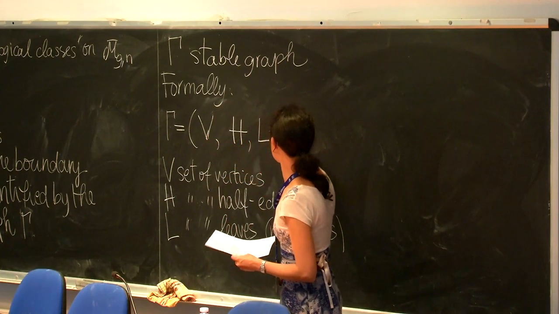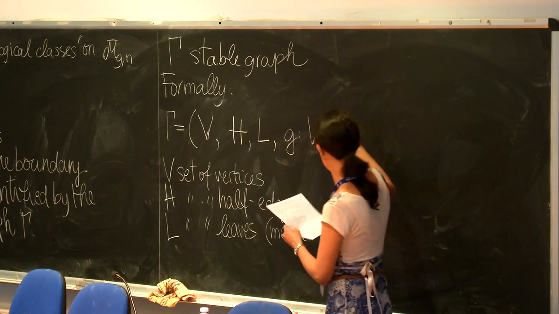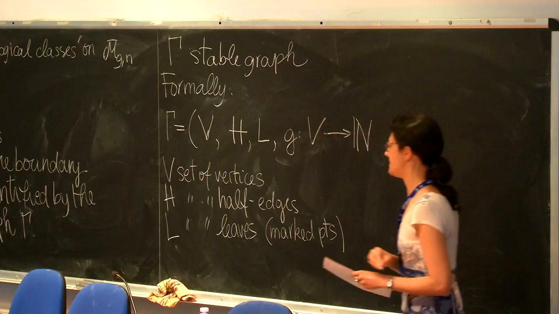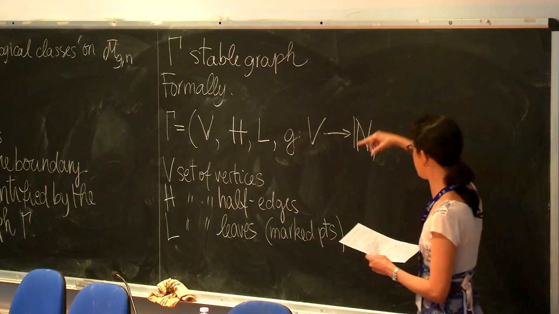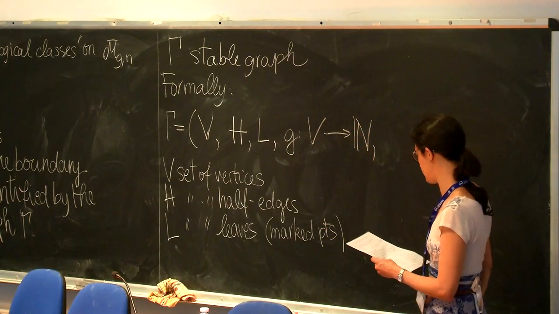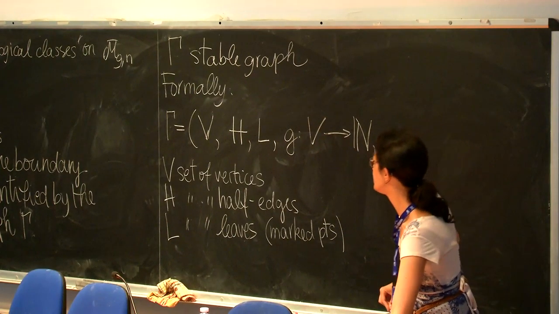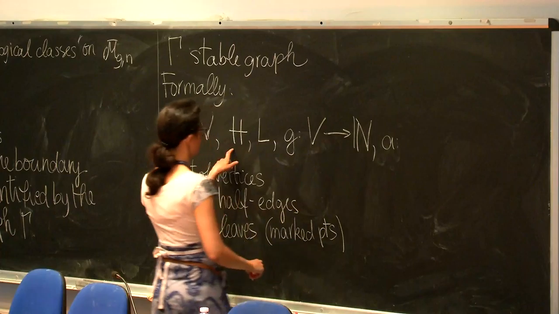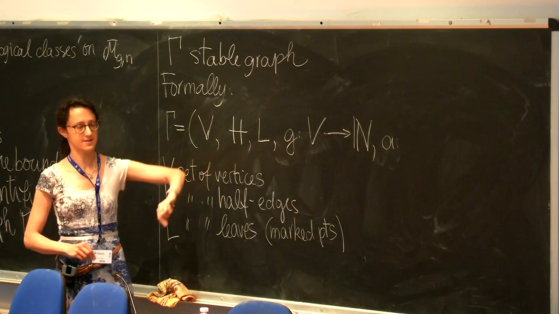And then, of course, as I said, we need to label each vertex by its genus, which will be a natural number. You should give the genus of the normalization of the corresponding component, so the geometric genus. And then there is some kind of attribution map that says, for each half edge and for each leaf, to which component it is attached.